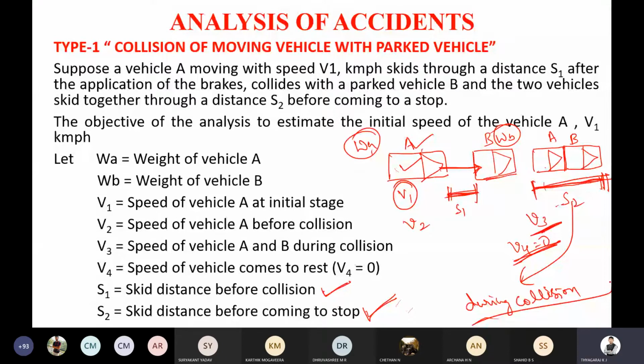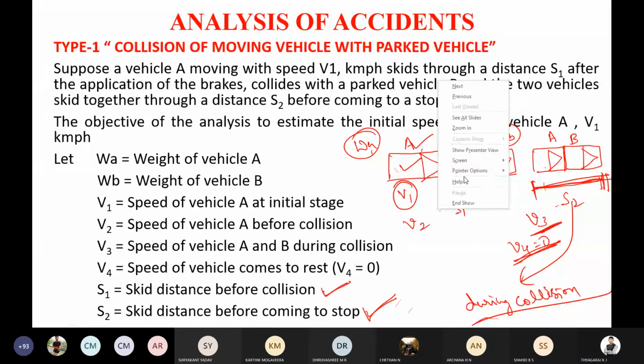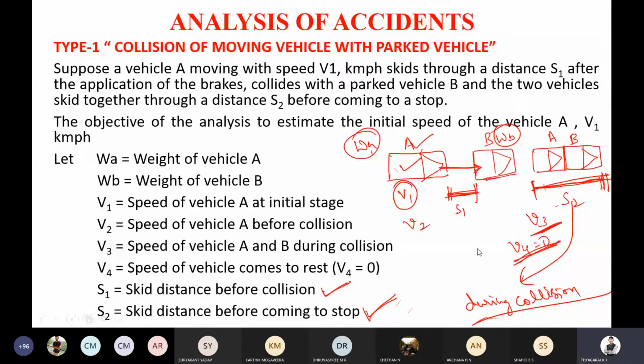Kindly note down the things. Kindly inform me when it is completed so that we can go for the analysis part. Completed? Okay, write it down. A little bit fast, we have to solve one problem.